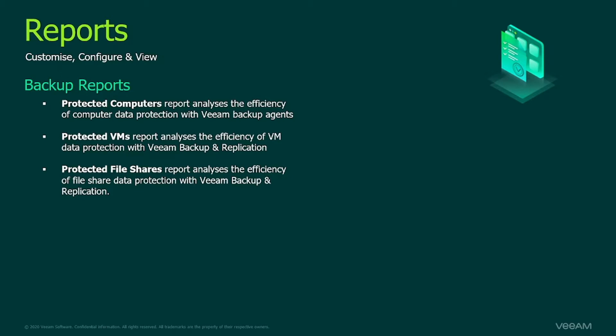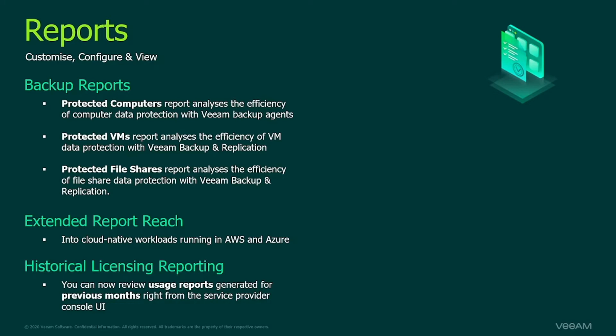For reports, we can customize, configure and view them, and the key reports will be for protected computers, that's your physical agents, protected virtual machines for your customers' environments, and the file shares, which are the native NAS backups. We have extended report reach now, so if you have workloads in Azure or AWS and you have VBR on a tenant site, with the plugin into the public cloud, then we can also feed those details back into the service provider console.